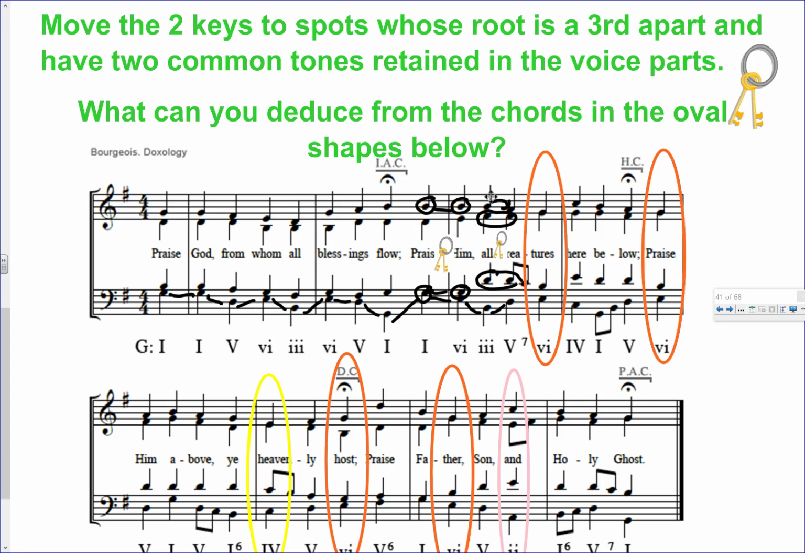There are several oval shapes below. What can you deduce from the chords in the oval shapes?